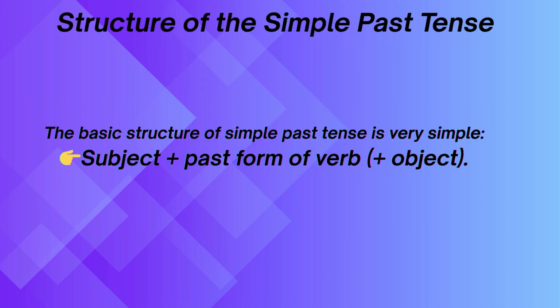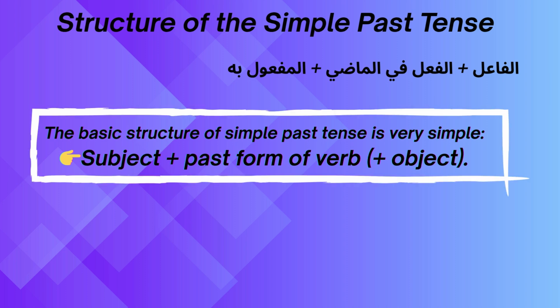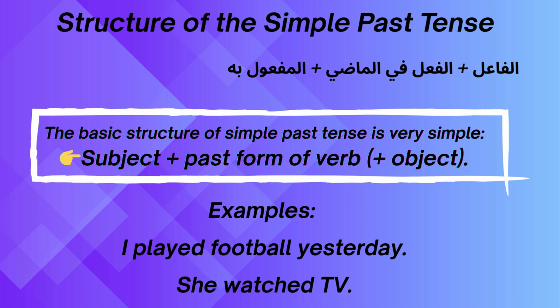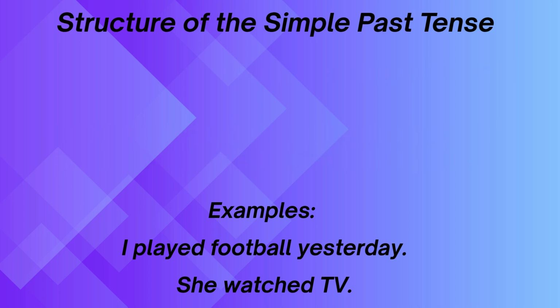Now comes the main question: how to make a sentence in simple past tense. The structure is very simple: subject plus past form of the verb, or verb 2, plus object. Look at these examples. I played football yesterday. She watched TV. Played and watched are past forms of the verbs play and watch. There is no helping verb. Easy, right? Now let's learn how to make negatives and questions.